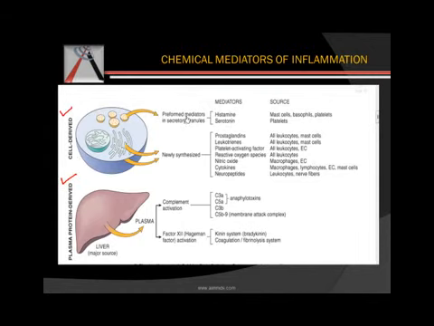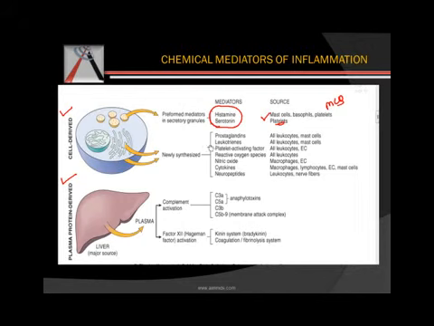In that we have the preformed mediators that consist of histamine and serotonin. This is a very commonly asked MCQ. Histamine is secreted by mast cells, basophils and platelets. This is an MCQ. While serotonin is secreted by platelets.